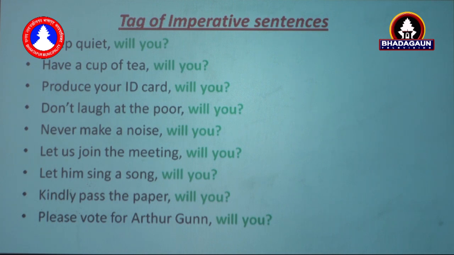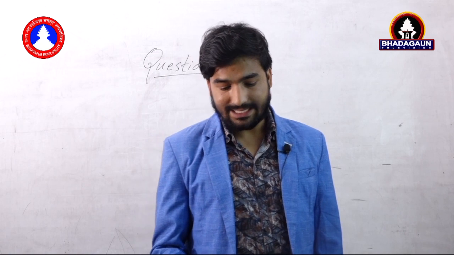Let him sing a song, will you? Kindly pass the paper, again the same tag is there. Please vote for Arthur, will you? In those imperative sentences given on the screen, only one tag is used, that is, will you. Generally in an imperative sentence, the will you tag is usually added.